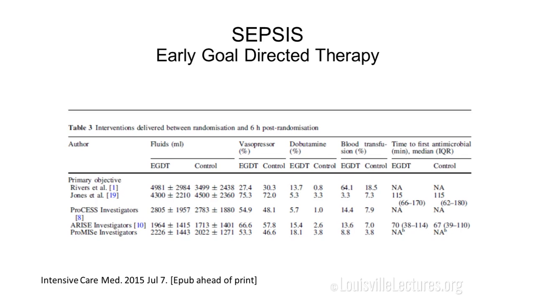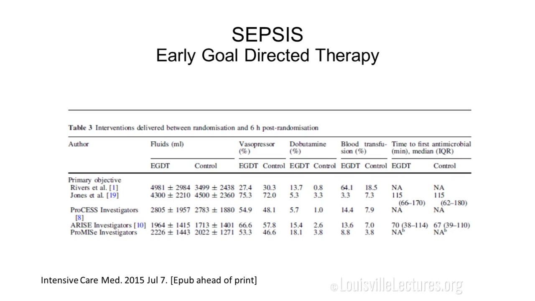The amount of vasopressor therapy was kind of similar as well. So you can see here 55 versus 48, 66 versus 57, 53 versus 46. What the early goal-directed therapy group received more of was dobutamine, okay? And they received more blood transfusion.